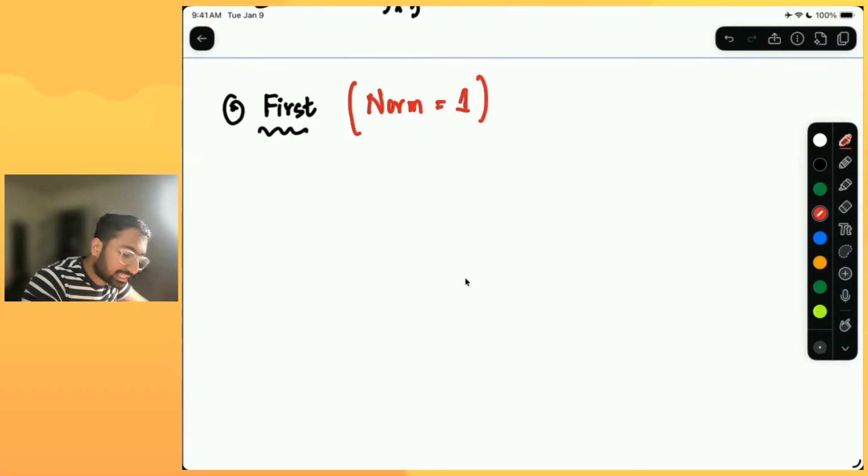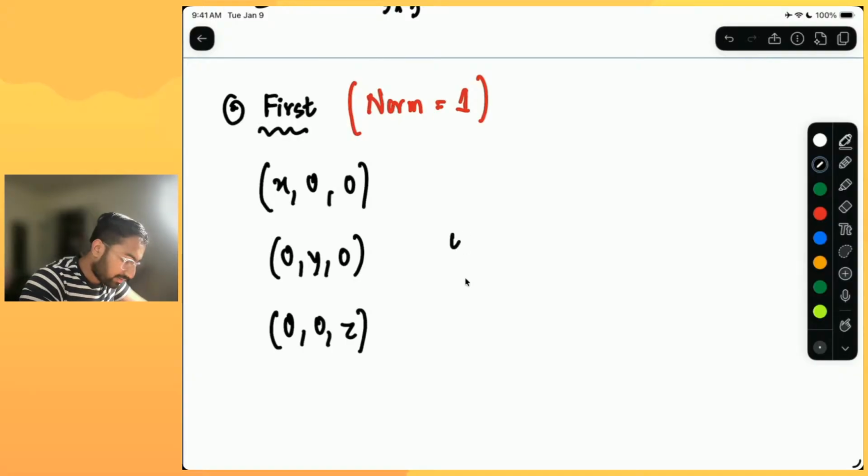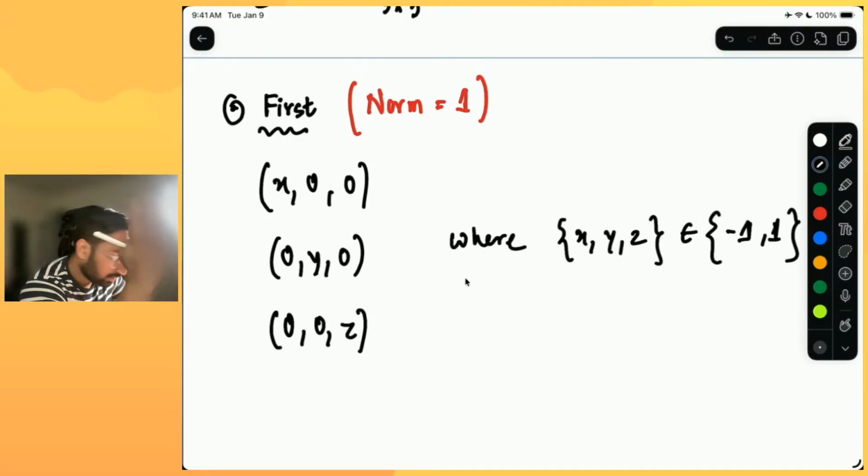The possibilities can be only of 3 possible cases: x, 0, 0, or 0, y, 0, or 0, 0, z, where x, y, and z are non-zero. They belong to -1, 1. These are the only possibilities where each of the row vectors, there are 3 row vectors, right, can have norm 1.